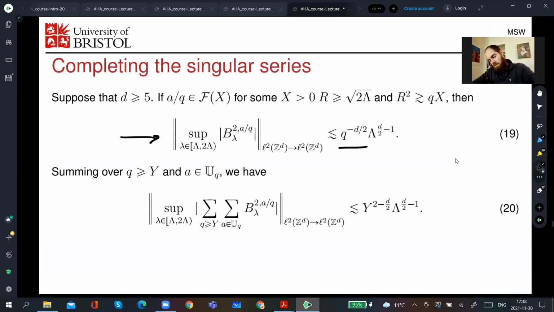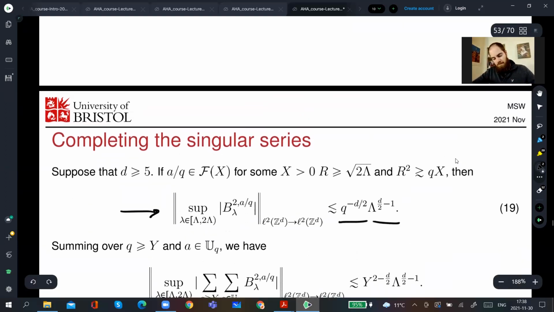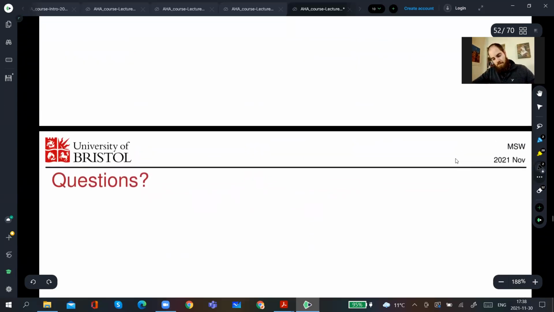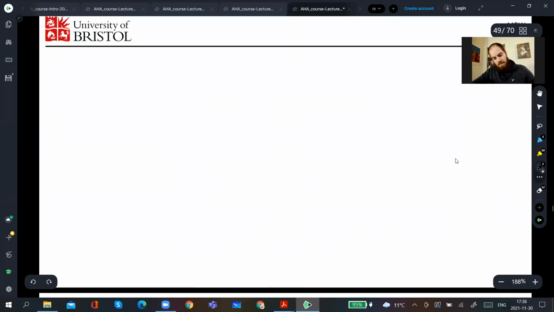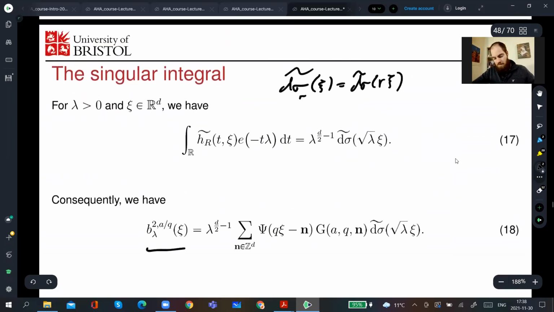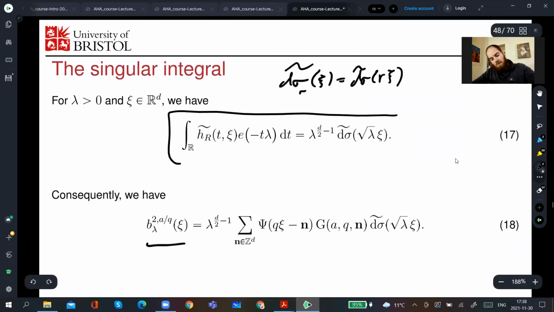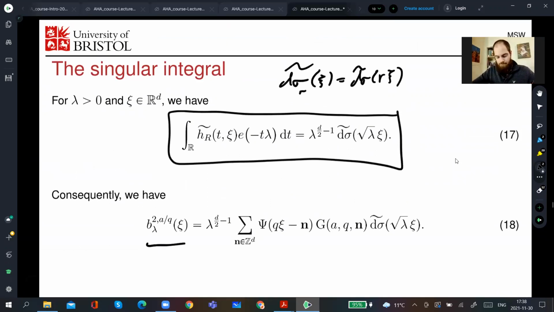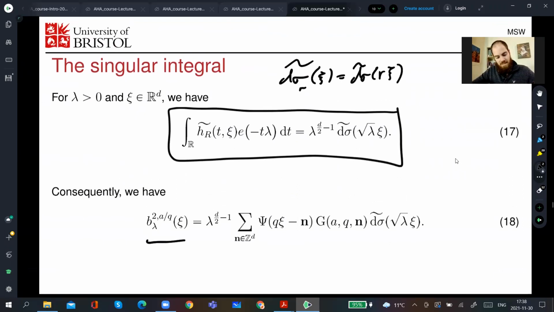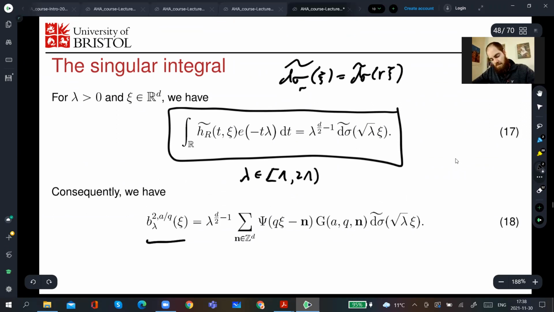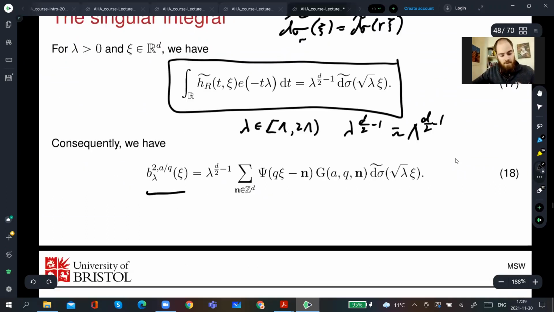And this part, so many pages away, is coming from our normalization, or lack thereof, for the spherical measure. As lambda varies between big lambda and twice big lambda, this factor, up to constants, is always basically big lambda to the d over 2 minus 1. That's all I use down here.